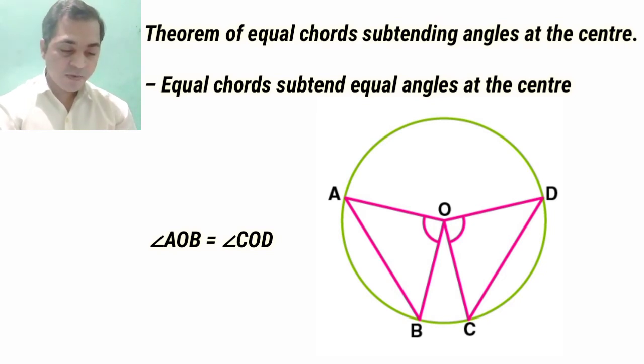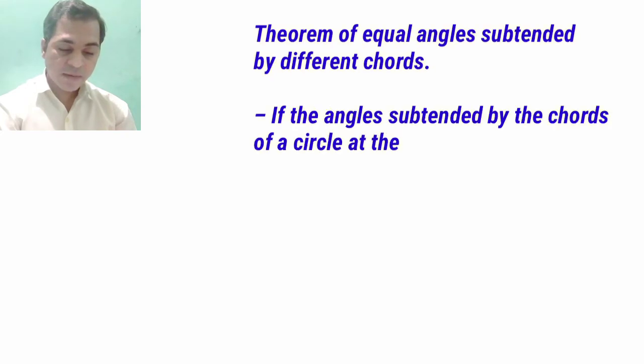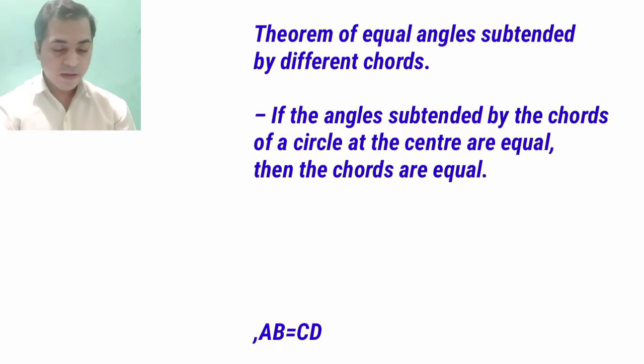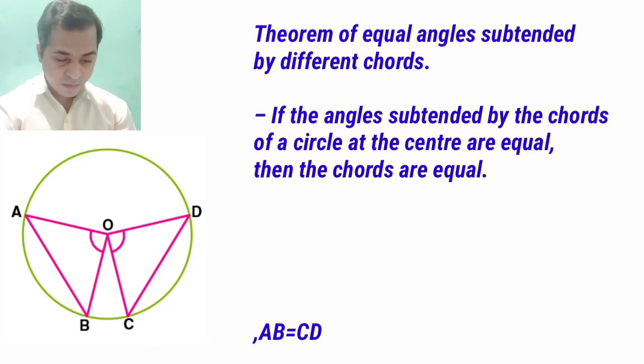Now moving to the next slide, the theorem of equal angles subtended by different chords. If the angles subtended by the chords of a circle at the center are equal, then the chords are equal. This is the converse of the previous theorem. So students, here the angles subtended by the chords at the center, angle AOB and angle COD, if these two are equal, then AB and CD will be equal, right?